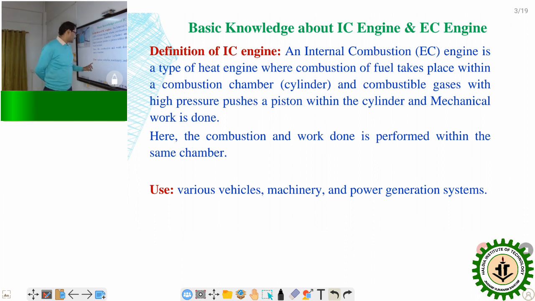Now, various vehicles use petrol engines, diesel engines, gasoline engines, various gas engines, and compressed natural gas engines. All of those are included within the IC engine. Now there is another type of engine, called EC, the external combustion engine. So there are IC engines and EC engines, and before going to the IC engine, we have to know what is an external combustion engine.